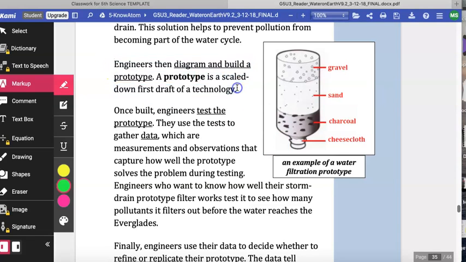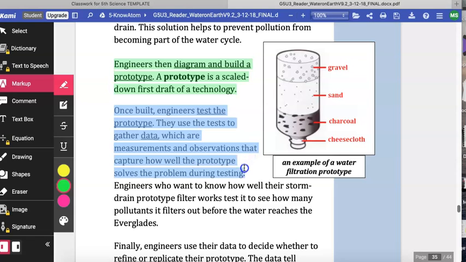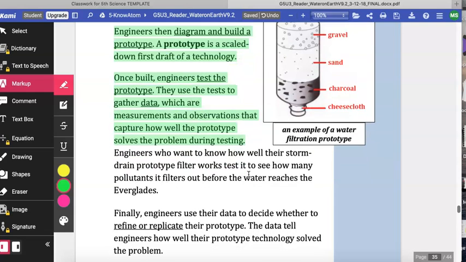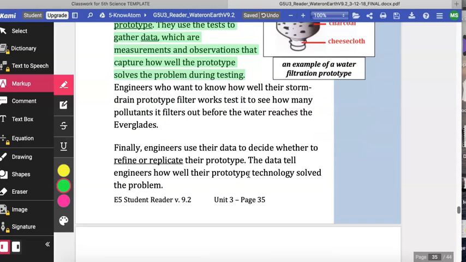Engineers then diagram and build a prototype. A prototype is a scaled-down first draft of a technology. Once built, engineers test the prototype. They use the test to gather data, which are measurements and observations that capture how well the prototype solves the problem during testing. Engineers who want to know how well their storm drain prototype filter works test it to see how many pollutants it filters out before the water reaches the Everglades.